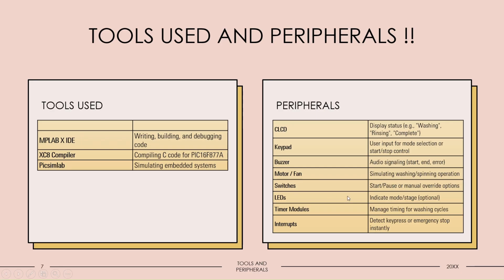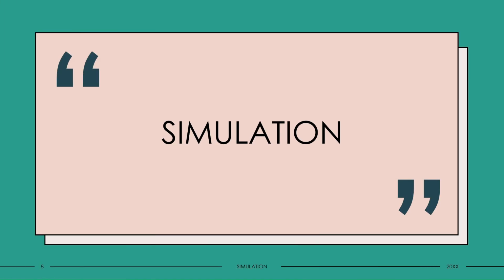Then we have used the switches, which are used for the start or pause and the manual override options, and the LEDs to indicate the mode. Timer modules manage timing for the washing cycles, and interrupts detect key presses or emergency stops instantly. Then we'll go to the simulation.